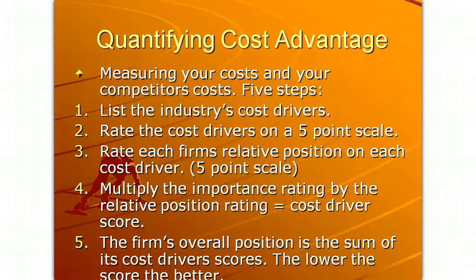And you want to rate each firm's relative position on this scale of the cost driver. So on this 5-point scale, 1 would be a very low importance, and 5 would be a high importance, a high measure of importance. So we'd multiply the importance ratings by the relative position rating of the cost driver, and that would equal the cost driver score. The firm's overall position is the sum of all these cost driver scores, and the lower the score, the better.